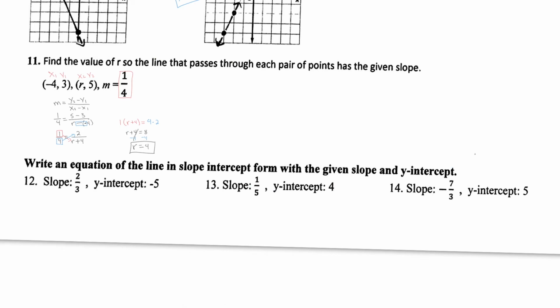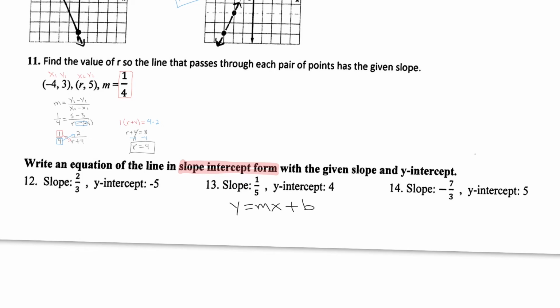So the next section says write an equation of the line in slope intercept form. Very important that you know what form they are asking. So it says here slope intercept form. What is the slope intercept form? We need y equals mx plus b. Y equals mx plus b.